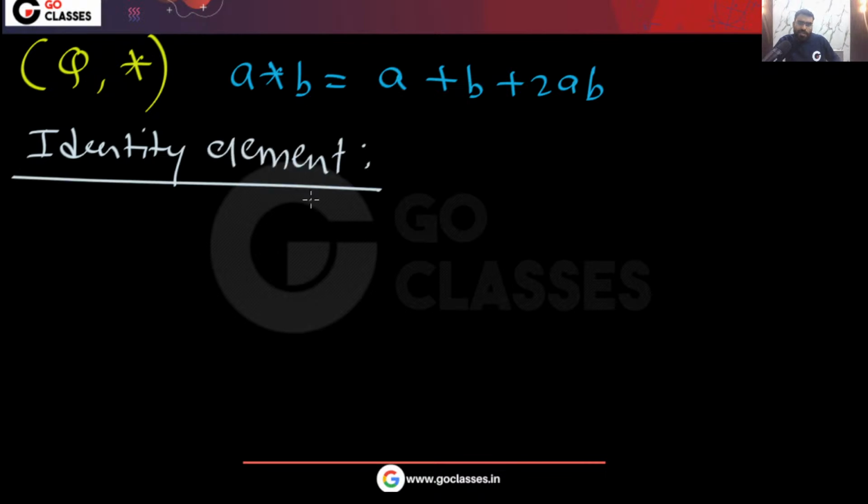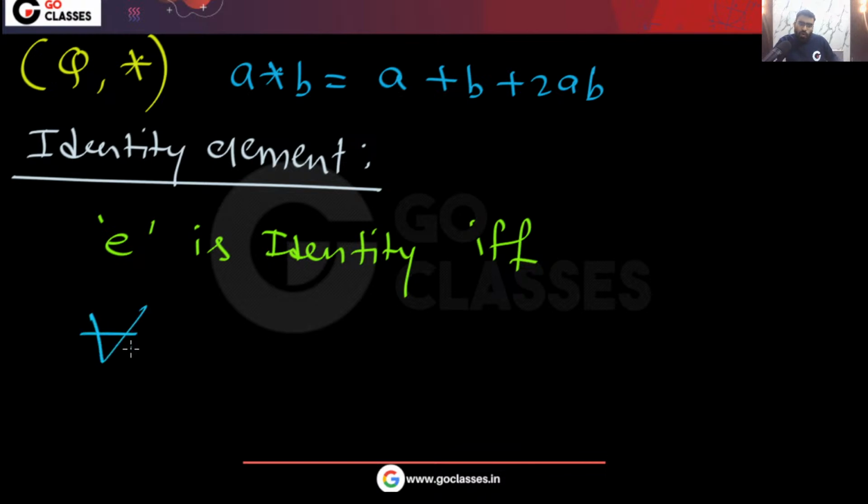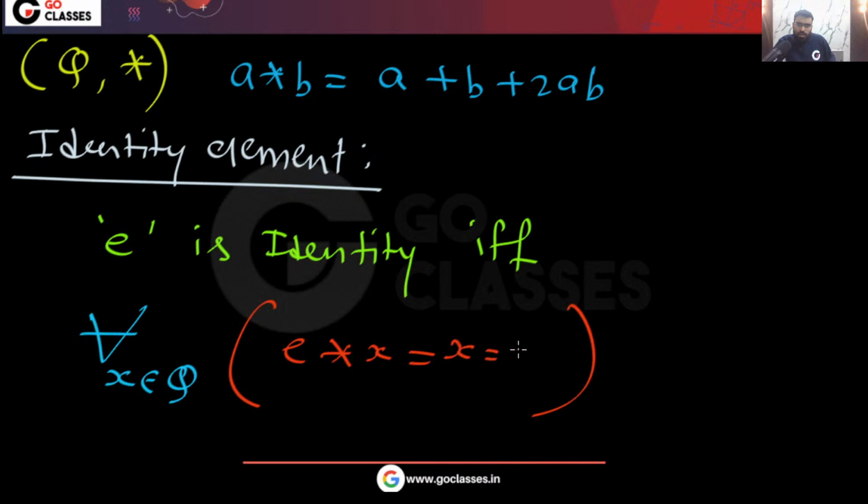See, the definition of identity element is like this. When can I say E is identity element? If and only if for all elements x in the base set, which is Q, E star x should be equal to x, and that should be equal to x star E. Very simple: for all the elements, E star x equals x, which equals x star E. This is the definition of identity element.